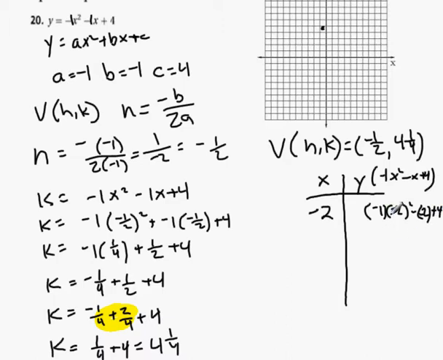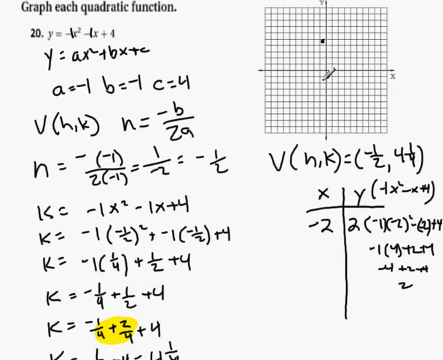Okay? So at this point we perform order of operations. -2 squared is 4. So I have -1 times 4 plus 2 plus 4. That's -4 plus 2 plus 4 gives me 2. So when x is -2, y is 2. So we're going to take and graph that point. So -2, 2. I have a point there.